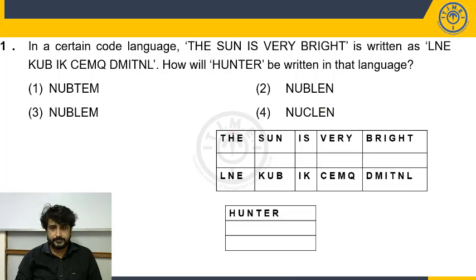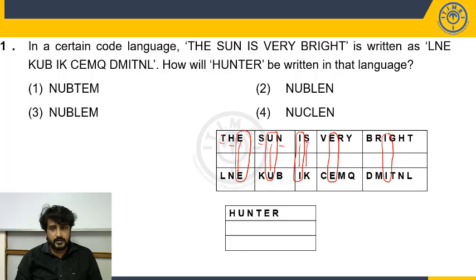Now if you look at the word "the", these two letters have changed, but this letter remains the same. Even in "sun", these two letters are changed, U remains the same. By looking at this, we can say that vowels remain the same in each word. Here E remains the same, and here I remains the same. So vowels remain the same. What about the consonants?